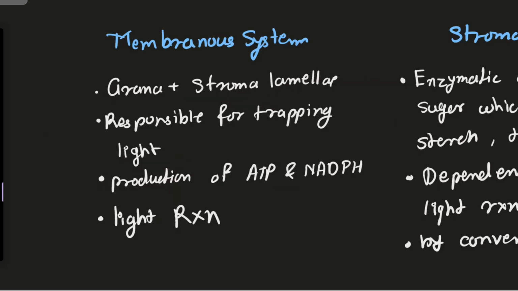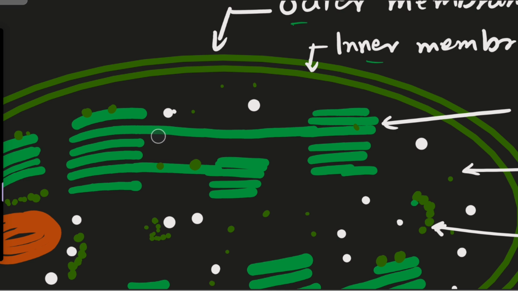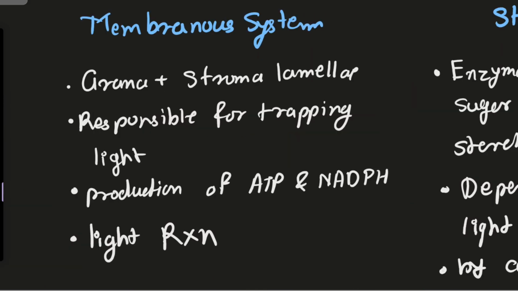Next, membranous system, grana and stromal lamellae. What are stromal lamellae? These small bridges between two grana are called stromal lamellae, responsible for trapping of light, production of ATP and NADPH, commonly called the light reaction. These are membranous systems.